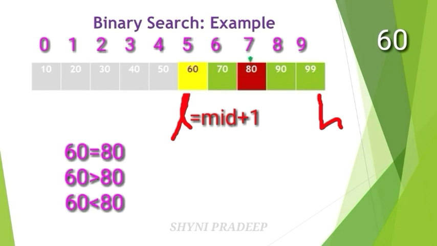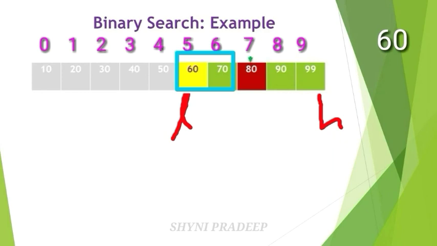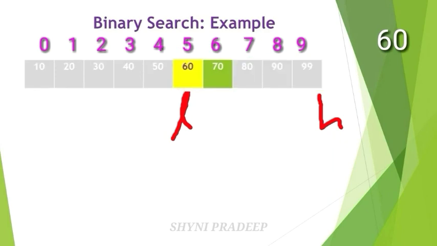First, 60 is equal to 80? This is not true. Then 60 is greater than 80? No, this is also not true. Then 60 is less than 80? Yes, this is true. If the search element is less than the middle number, then we select the elements to the left side of the middle index, and skip the elements on the right side. You select these elements only, 60, 70. So now you have only 2 elements.